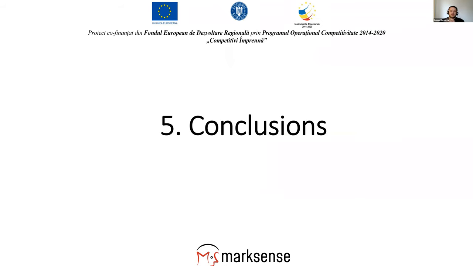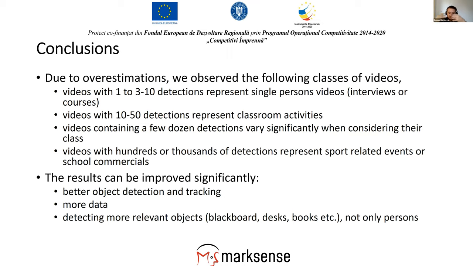So, as a conclusion, we tend to have those categories of videos that I told you about. Videos with few detections usually represent single person videos with interviews or courses with only the teacher. Videos with tens of detections represent classroom activities where the students are visible as well. Where there are a few dozen detections, the activities vary wildly, so we still need to research in that area. And videos with hundreds of thousands of detections usually include sport events or school commercials.